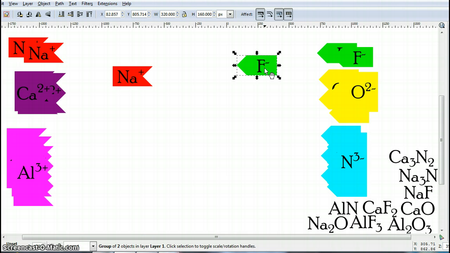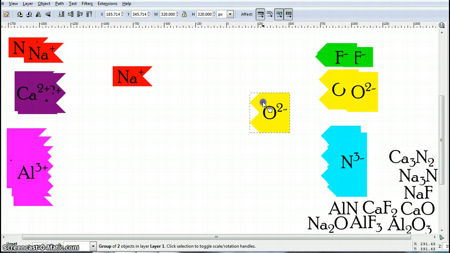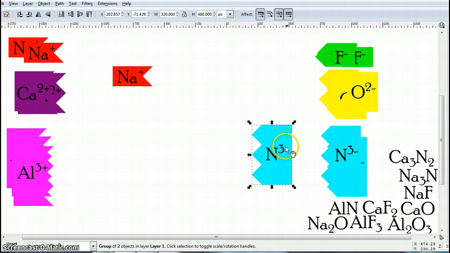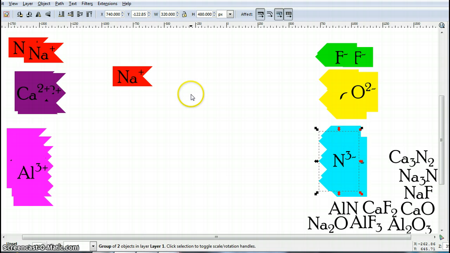Now if you notice I said fluoride and not fluorine, an anion is always named by changing the suffix to IDE, so this would be fluoride. This one here would be called oxide instead of oxygen. This one here would be called nitride instead of nitrogen. So what we're going to do here today is we're going to show you roughly how this works.